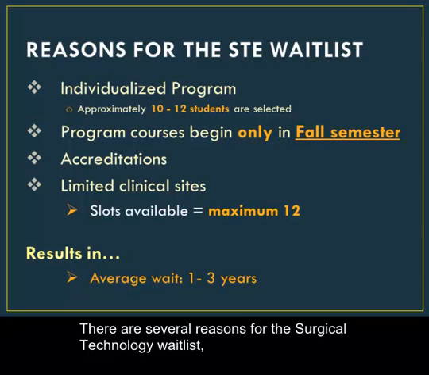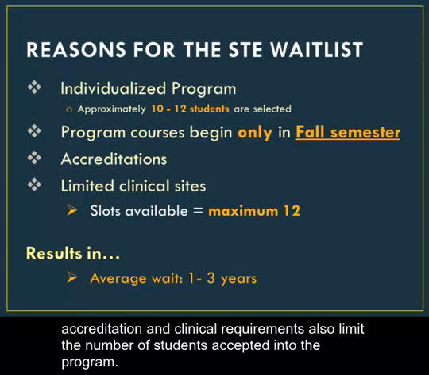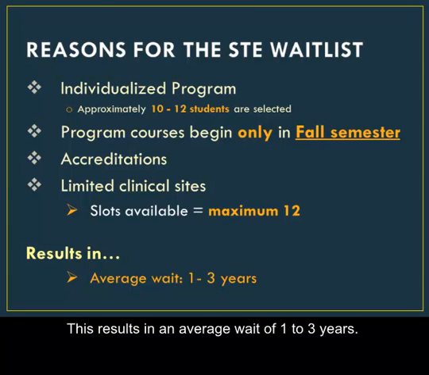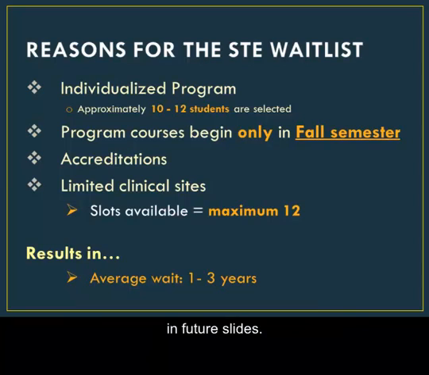There are several reasons for the Surgical Technology waitlist, but some include the following. We run a very streamlined and individualized program, admitting only 10 to 12 students. The program begins once a year each fall semester. Accreditation and clinical requirements also limit the number of students accepted into the program. This results in an average wait of 1 to 3 years. During this time, you may be completing the general education requirements, which will be covered in more detail in future slides.